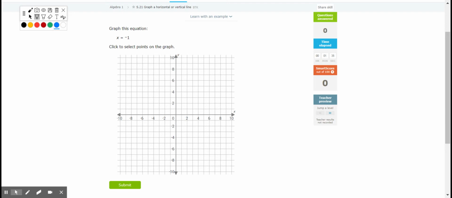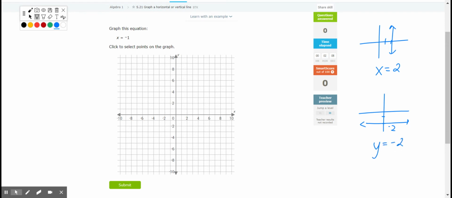Just as a quick refresher, when you're looking at a graph, if we have, let's say, a vertical line through hash mark 2, remember that any line that is vertical will be in the form x equals whatever number it's going through. In this case, it would be positive 2. Whereas if we have a horizontal line going through y equals negative 2, then any horizontal line will be in the form y equals and then just a number. There won't be an x in that equation. So as you're practicing this particular IXL, that's what you need to be looking for.